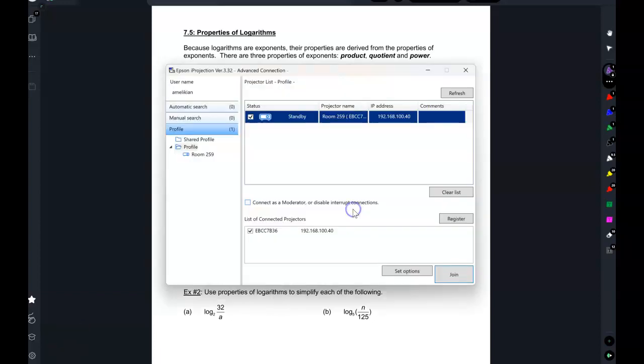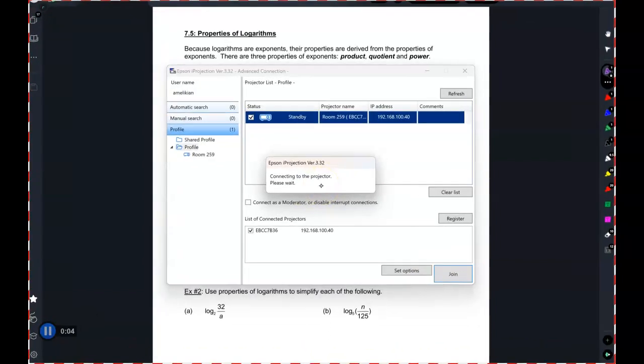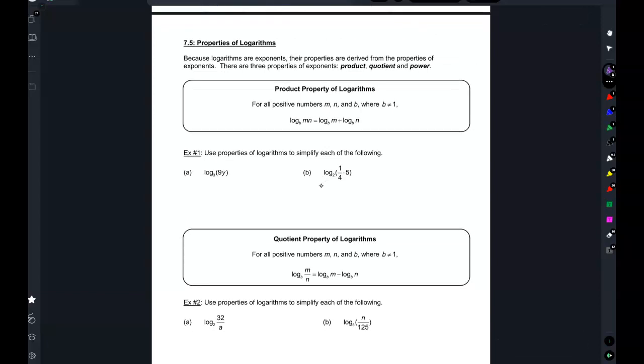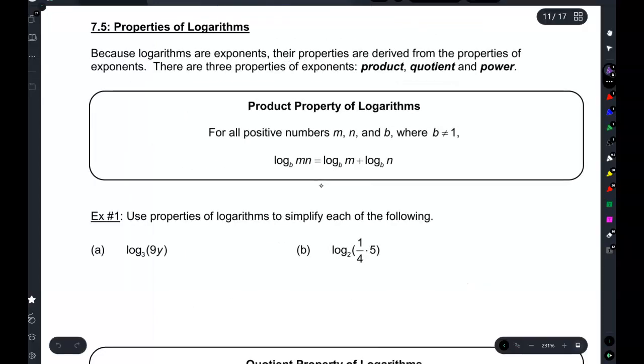All right, so you should all be on page... what page is this? 11. Yes. Okay. You should all be on page 11. We're talking about properties of logarithms today.